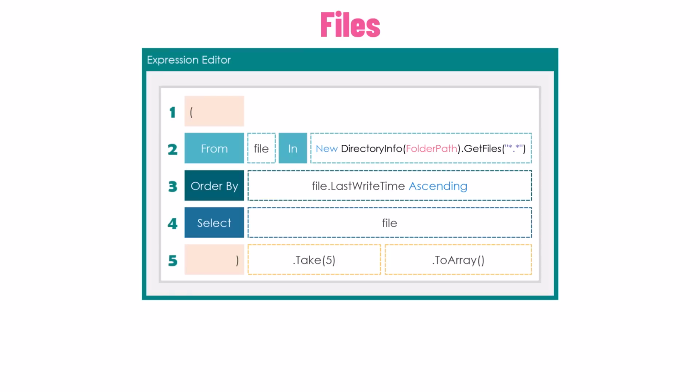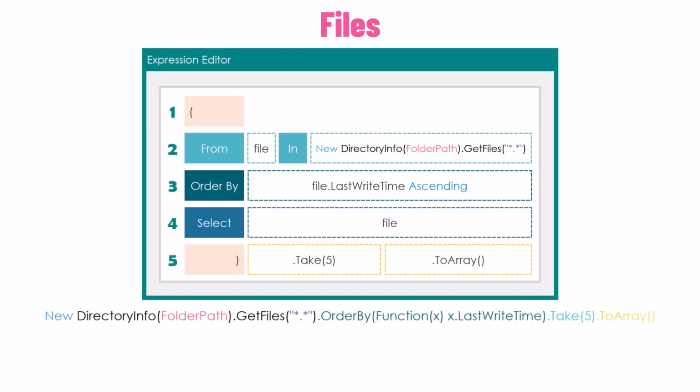This query is written in mixed syntax. The same query can be written as follows in method syntax. The result will be exactly the same. To obtain the 5 most recent files, simply alter the sort order to descending. This adjustment will then showcase the newest 5 files in the folder.